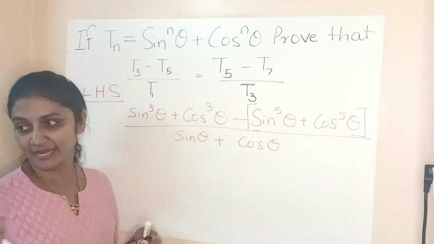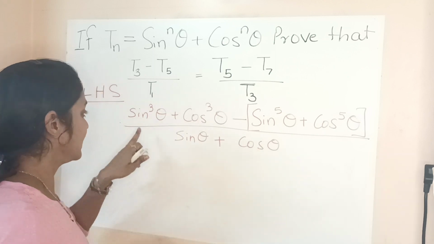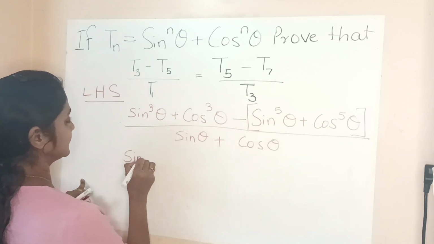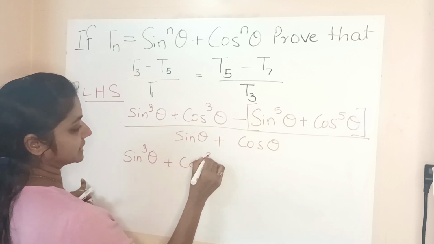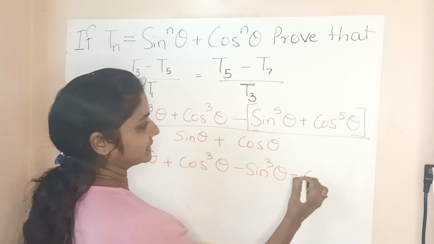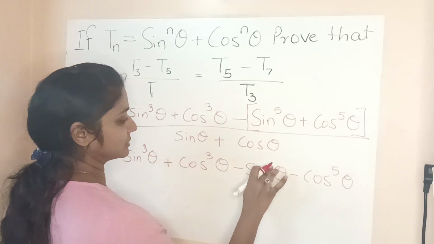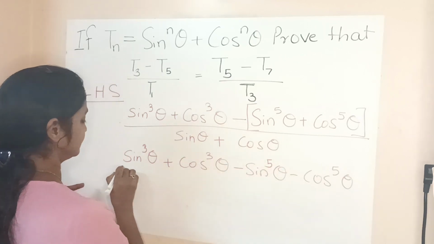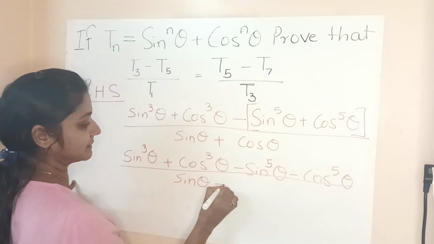Now let's open the bracket. It's going to be very easy. The only thing is you need to use the logic. Let's open the bracket. Sine theta times sine cube theta plus cos cube theta minus sine cube theta minus cos to the power 5 theta. Right? Sorry, this is also going to be 5. Okay? Yeah, clear? Sine theta plus cos theta.